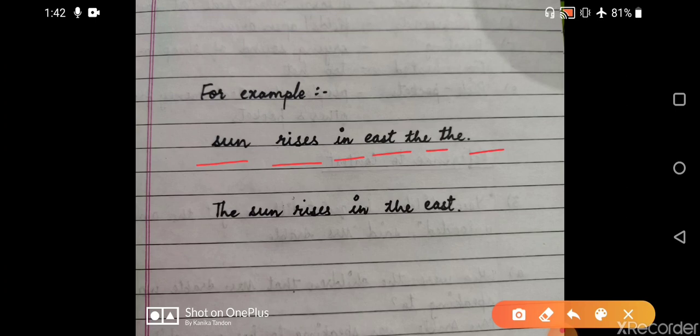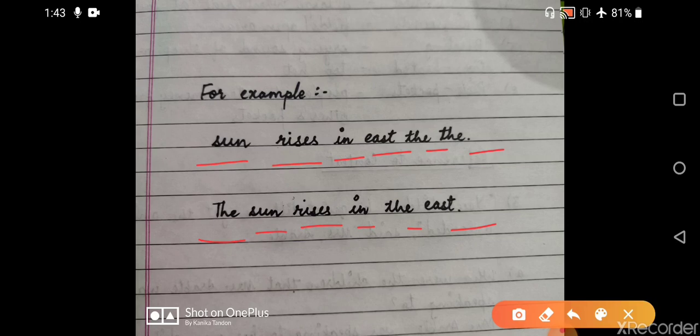Now, coming to the sun rises in the east. The sun rises in the east. This is an ordered group of words which is making a complete sense. And you know that this sentence is actually a sentence because when you are reading this sentence, it is easy for you to understand that I am telling you that the sun is rising from the east, or the sun always rises from the east.